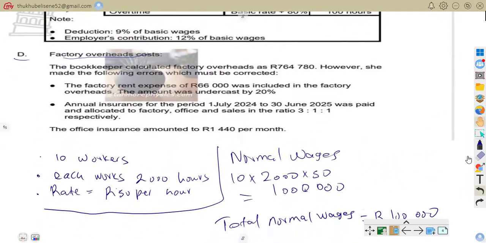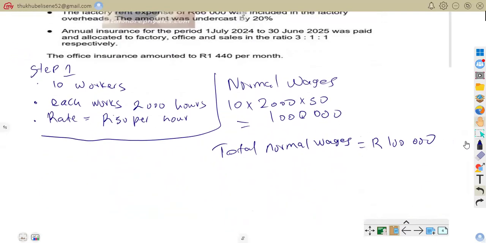So this is our step one, grade 12s. So we are done with our step one. Let us now be on step two. Step two, now we have to have our overtime wages, because step one is about what? Normal wages. Step 1 is normal wages.